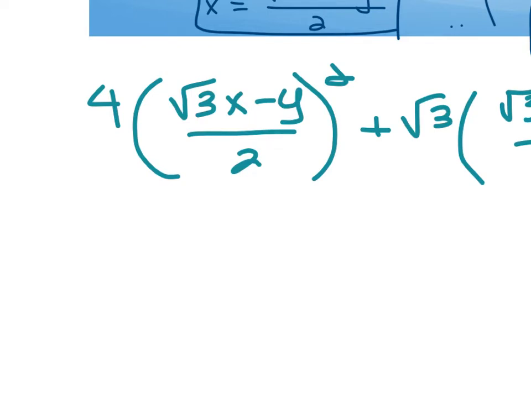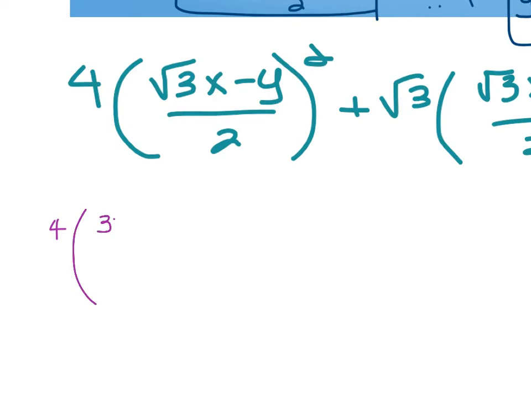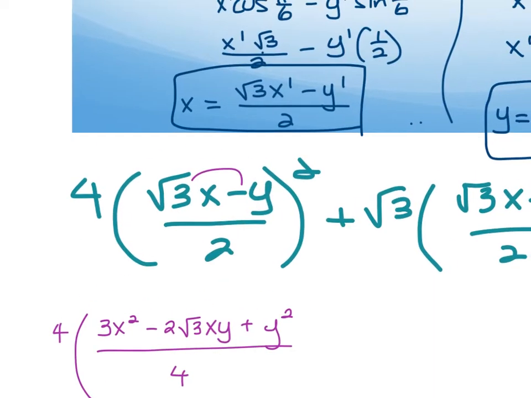So if it is a squared trinomial, then I can use the shortcut of, so the 4 is still going to be on the front, of squaring the first term, which would be 3x squared, squaring the last term, which would be a positive y squared, and then doubling the product of the two terms. So the product would be negative root 3xy, double it, and it's negative 2 times root 3xy plus that y squared all over 4.